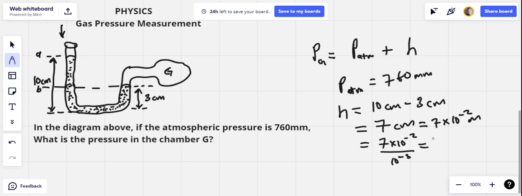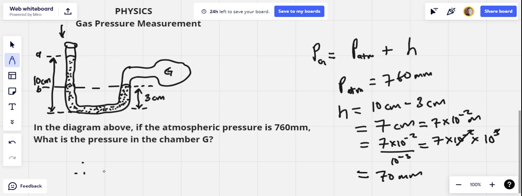This is the same as 7 times 10 raised to power minus 2 times, taking the 10 raised to power minus 3 to the numerator, 10 raised to power of positive 3. So it will cancel out, and 10 will be left. So 7 cm will be equivalent to 70 millimeters. Are we there? 7 cm is equivalent to 70 millimeters.